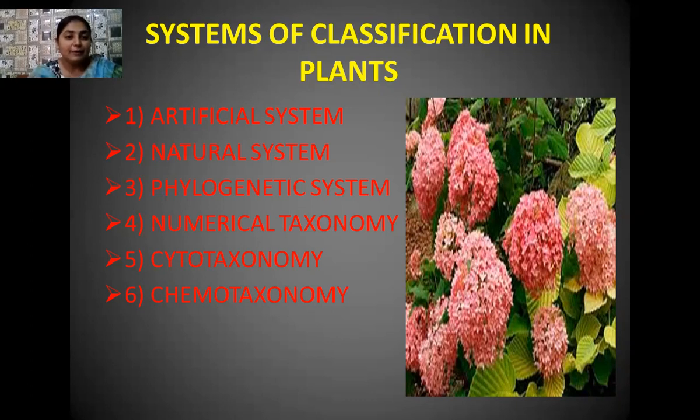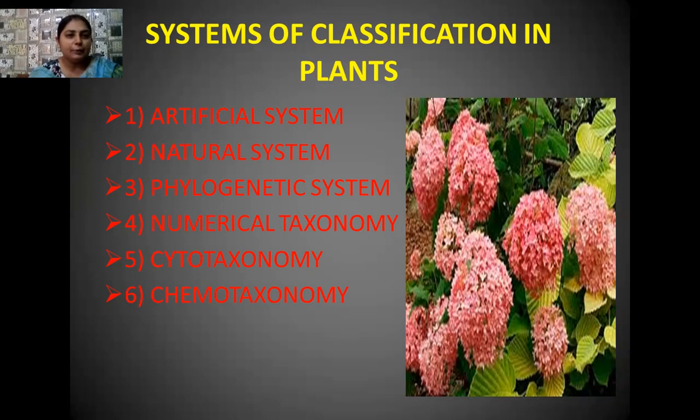And the third system is the phylogenetic system of classification. This system is based on the evolutionary history of a particular plant species. And the fourth one is numerical taxonomy. Numerical taxonomy is a branch of biology where we make use of computer applications to study the various characteristics found in different plant species.